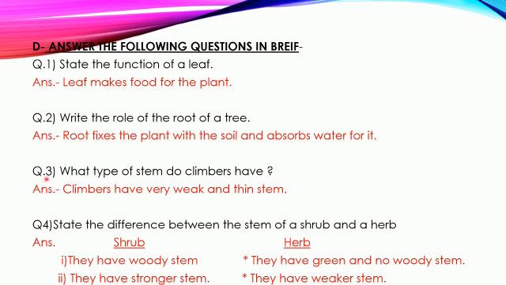Question number 3. What type of stem do climbers have? Do you remember? Yes, climbers have very weak and thin stem. That is why they cannot stand straight. No, that is why they need support. So the answer is they have very weak and thin stem.